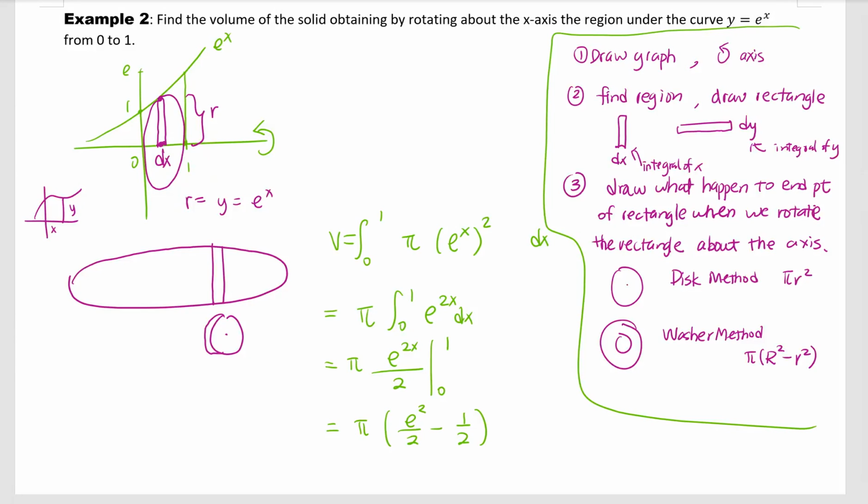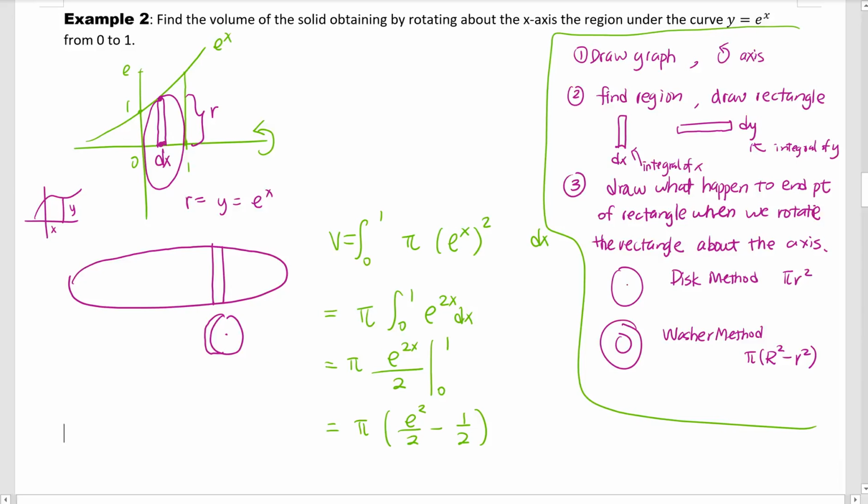So I hope you only draw, after you draw the graph, the little rectangle and only draw what happened to the endpoint of the rectangle when you rotate about the rotation axis. Okay, so don't draw a lot to make a mess. Draw very clean. Then you can see, okay, we have a circle. 1 circle gives us this method. 2 circles give us washer method.